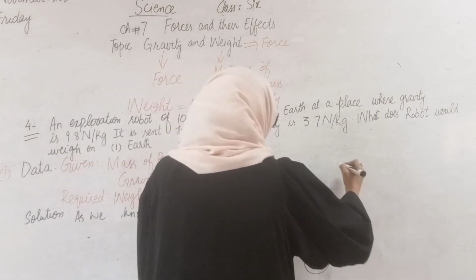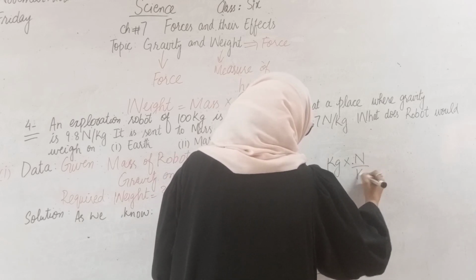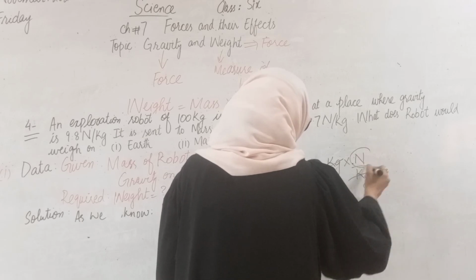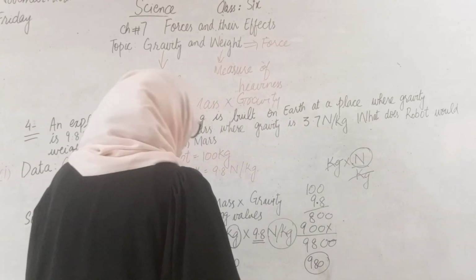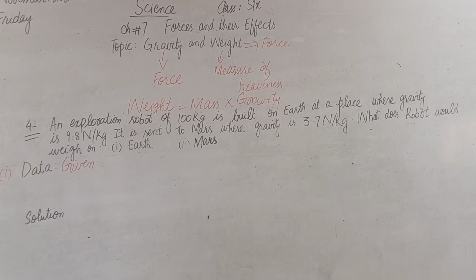Same rule: kilogram multiplied with Newton per kilogram. Kilogram will be cut and we will write only Newton, 980 Newton. We will follow the same method for the solution of mass.